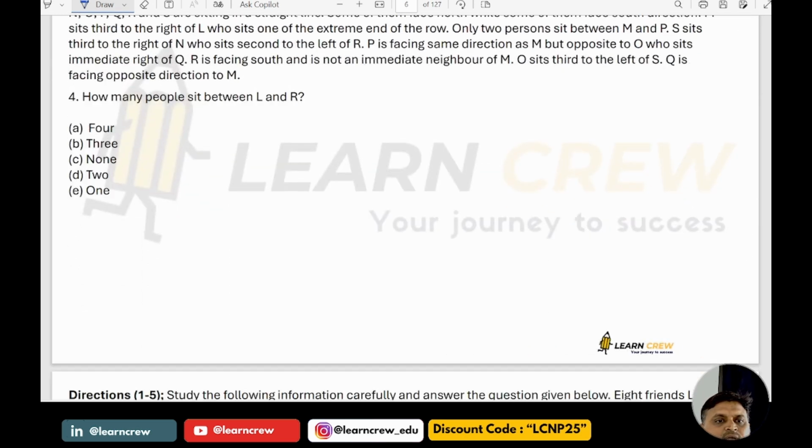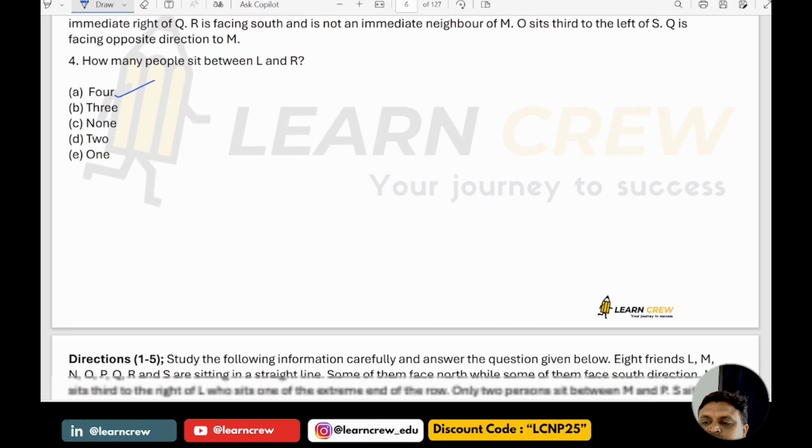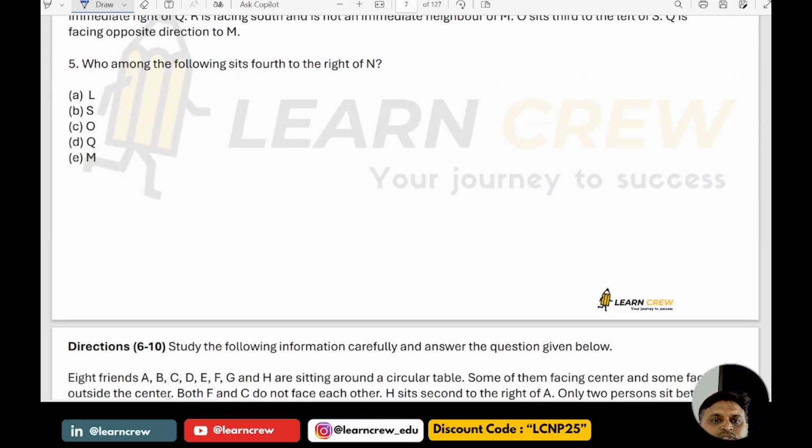Next. How many people sit between L and R? Between L and R, you have O, Q, M, S. So the answer is 4. Next, fifth question. Who among the following is fourth to the right of N? Fourth to the right of N, it is M. Option E.